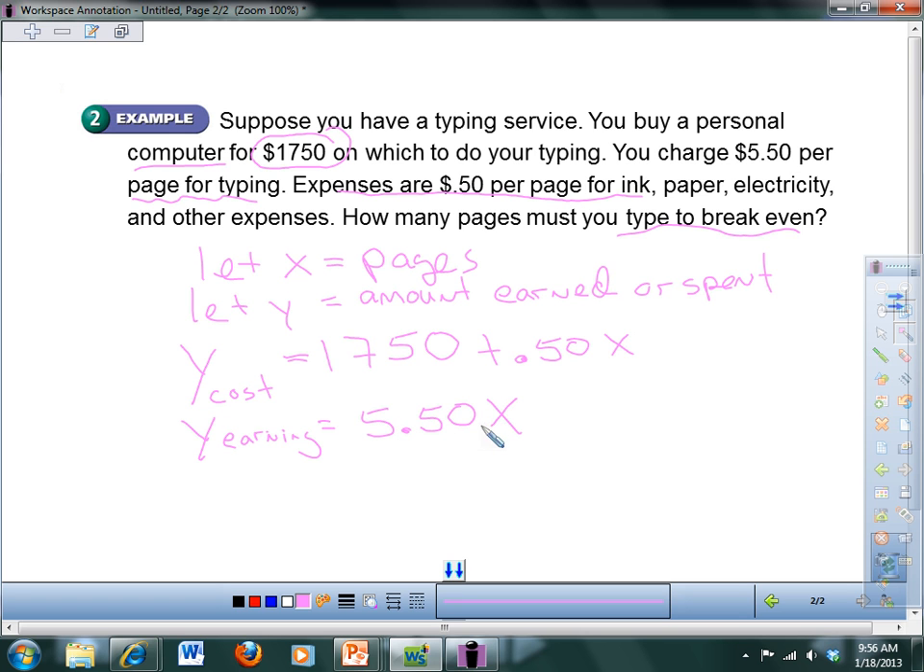5.50x, because every page you sell, you're going to make, is that right? You charge $5.50 per page for typing. Okay, that's a lot. You get rich doing it. Well, I guess it takes a long time. Depends how fast you can type.